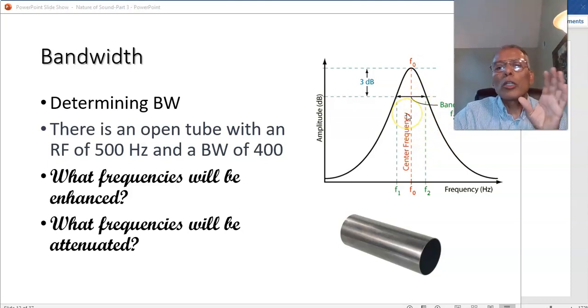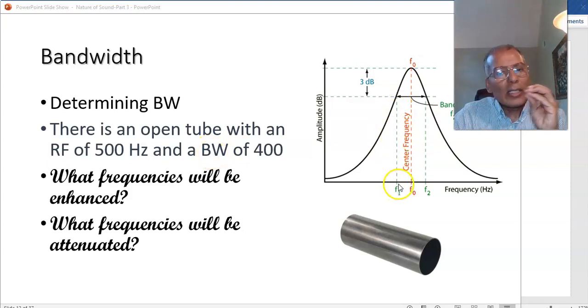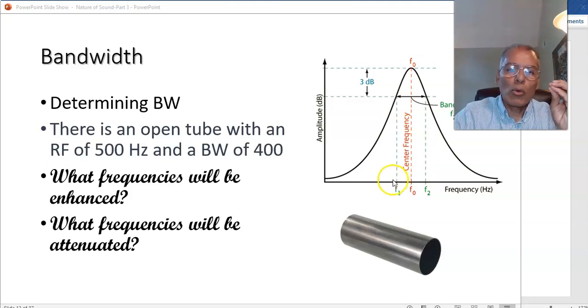So the tube is going to respond to a sound best and amplify it once the sound falls within its bandwidth. Any sound that comes in between 300 and 700 will be amplified. Any sound that comes higher than 700 will be attenuated. Any sound that comes below 300 will be attenuated.